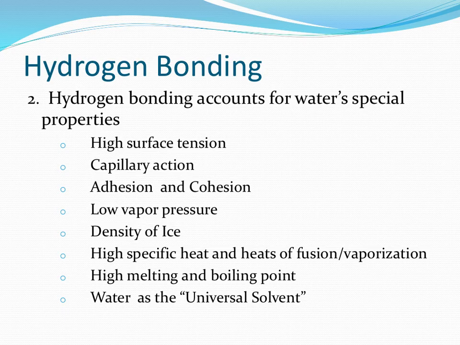This hydrogen bonding is going to account for most of water's special properties, such as high surface tension, capillary action, adhesion and cohesion, low vapor pressure, the density of ice, high specific heats and heats of fusion and vaporization, high melting and boiling points, and water is known as the universal solvent. Many of these properties we've already talked about in earlier units, but there are a few that we have not talked about yet. And of course, we're moving into the aqueous solutions unit, and that's where we'll be dealing with water as a universal solvent.